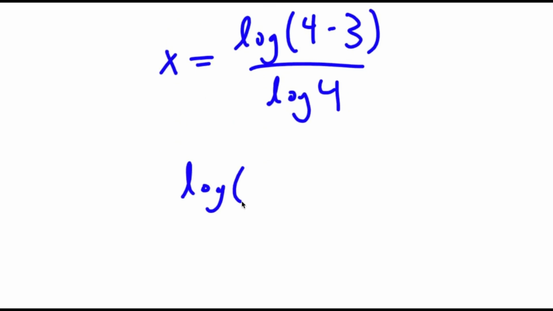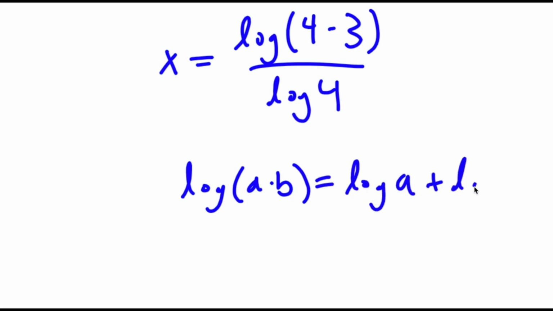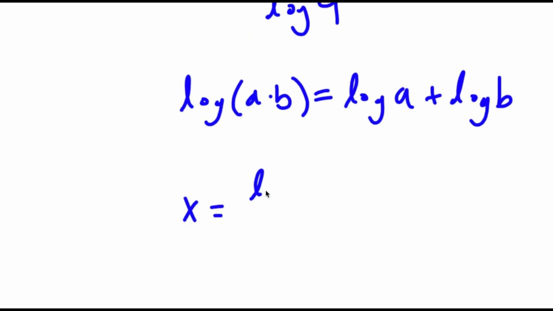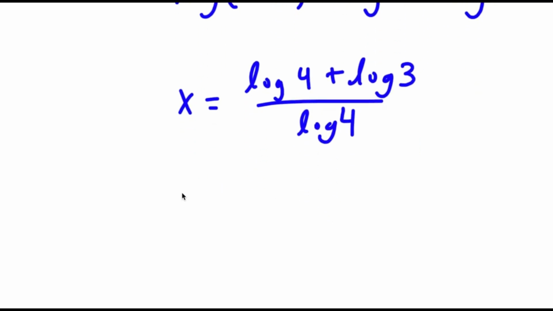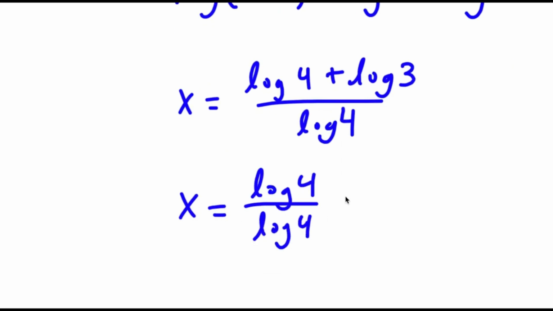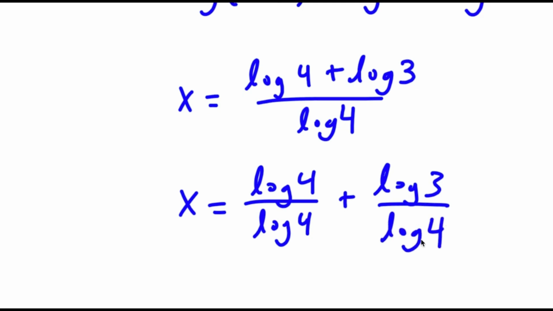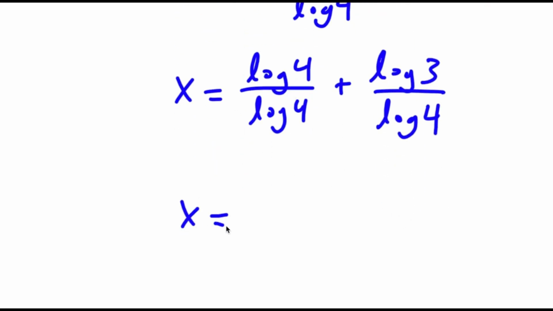And if I have something in the form log of a times b, this is equal to log a plus log b. So log of 4 times 3, that's going to equal log 4 plus log 3 over log 4. And this is equal to log 4 over log 4 plus log 3 over log 4. Now log 4 and log 4, these two cancel out, so now I have 1 plus log 3 over log 4.